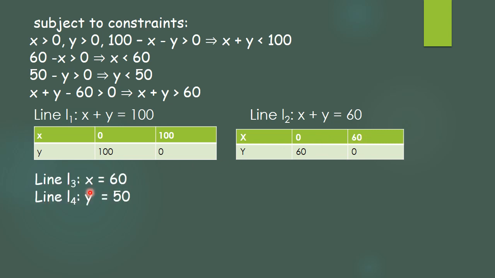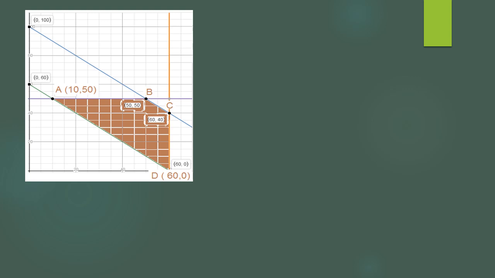Third line, x is less than 60, so it will be x equal to 60 and y is equal to 50. Now we will plot all these lines. These are the first, second, third, fourth. Along with that, this is fifth and sixth line, but these lines are always there because they are the axis. Now we will plot just the points which we get, that was 0 comma 100 and 100 comma 0. So 100 comma 0, we have plotted this.